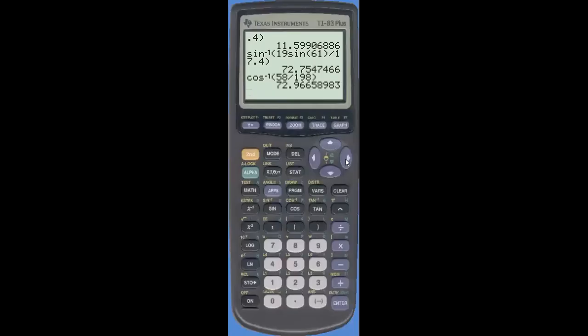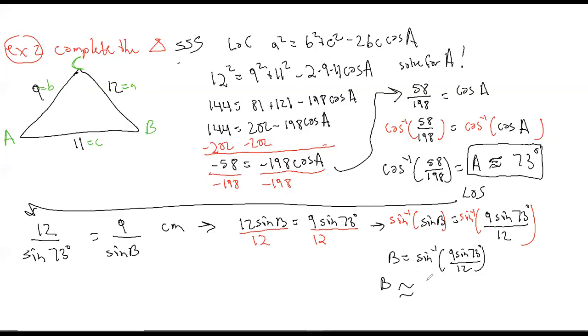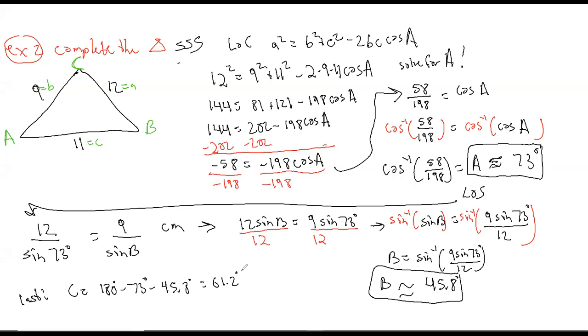Calculator. Inverse sine of 9 times the sine of 73, close it, divided by 12, close it, gives us 45.8 rounded to the nearest tenth. So angle B is approximately 45.8 degrees. And then last, we can find angle C by doing 180 degrees minus A, which is 73, minus B, which is 45.8. It's 107 minus 45.8, 61.2 degrees. So that's angle C.